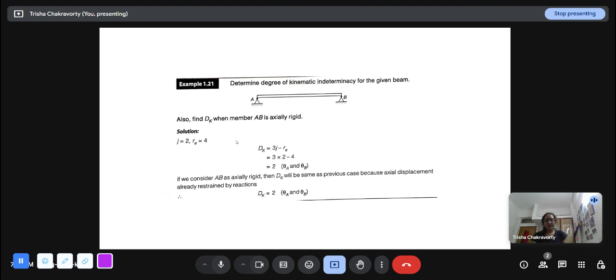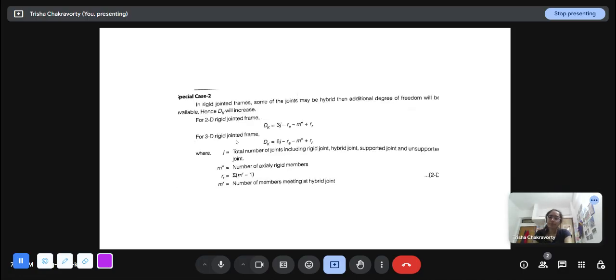So DKI is 3j minus Re, 3 into 2 minus 4, so that's 2. This is rotation at A and rotation at B. And even if it is actually rigid, it doesn't matter, DKI remains 2.